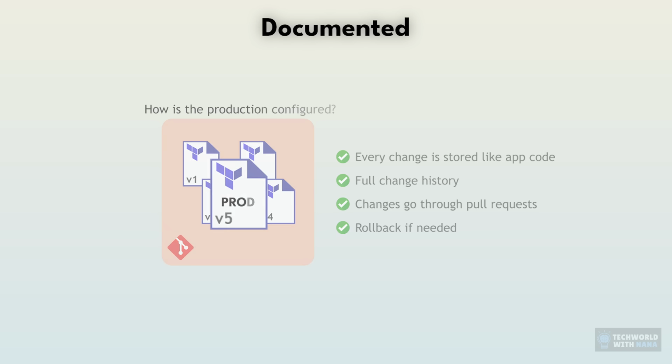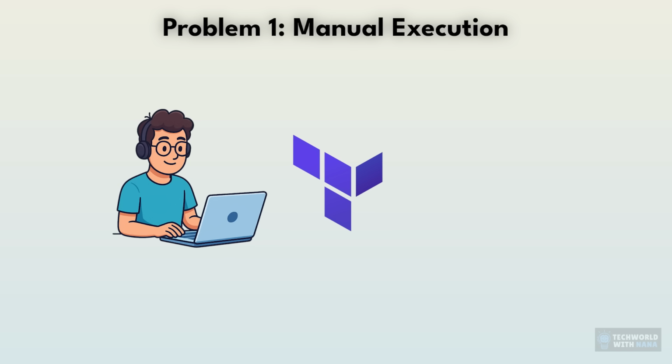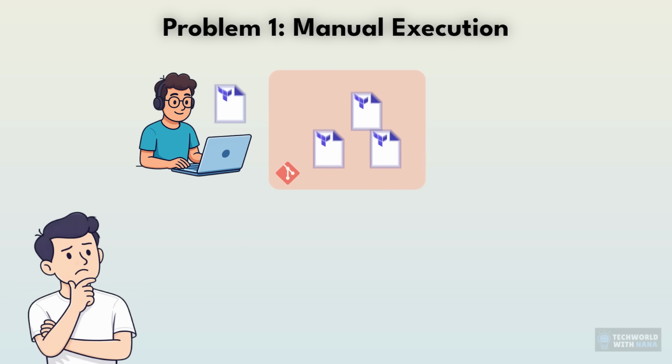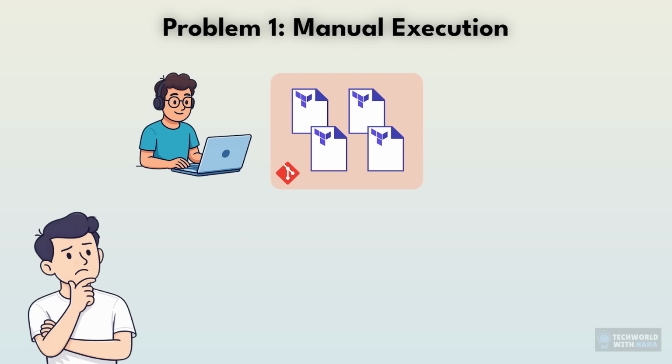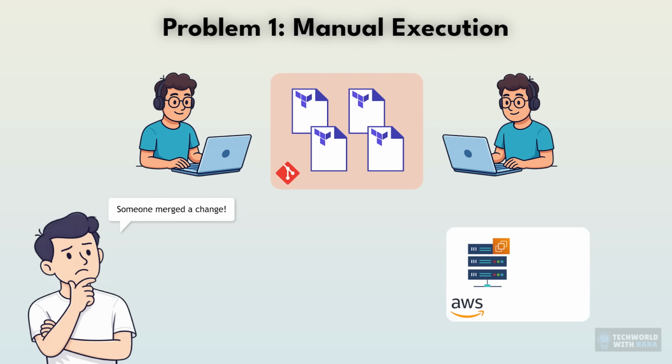So everything looks great with our Terraform configuration, but even with Terraform, problems still exist. First of all, manual execution. You still have to remember to run Terraform. Someone needs to notice a change was merged to Git and manually apply it so that the actual infrastructure gets updated, right? Someone needs to run Terraform apply command from terminal to make the changes.